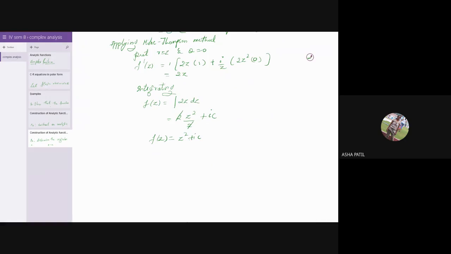Let us consider one more example. Determine the regular function, given the real part is 1 by r square cos 2 theta minus r sin theta.